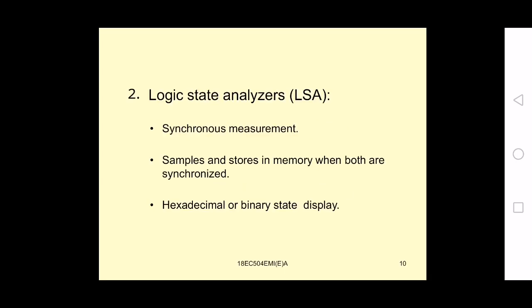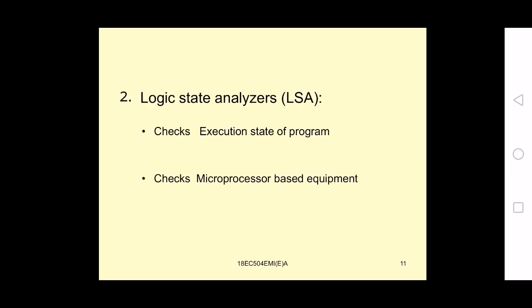hardware, whereas logic state analyzers make synchronous measurements. Here the samples are stored in memory when both are synchronized. It will check the synchronizing condition between the samples and those already in the memory. When both are synchronized, only then will the measurement take place, and it will have hexadecimal and binary state displays. It is used in checking the execution state of the program and for checking microprocessor based equipment.